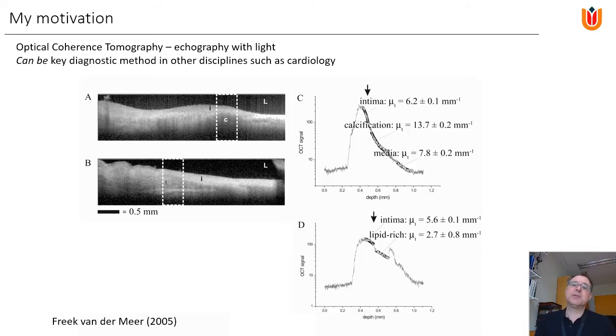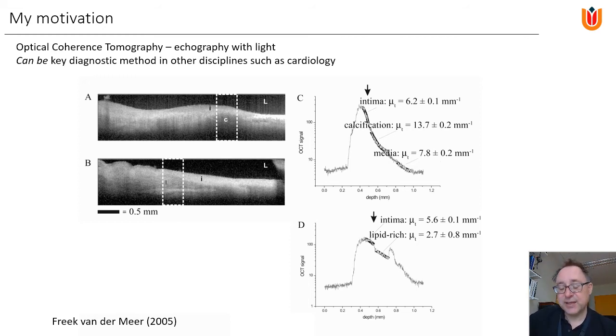So what we decided to do was to look not at the grayscale image itself, but at the signal versus depth within such an image. So we selected a region which we thought was calcified, or a region we thought was lipid. We plotted the signal versus depth, and then looked at how strongly the signal decays as a function of depth. We can quantify that into a coefficient, here labeled mu t, the attenuation coefficient, which has units of decay per millimeter, as you can see.